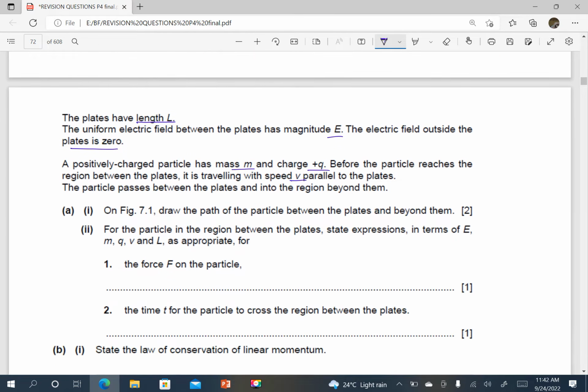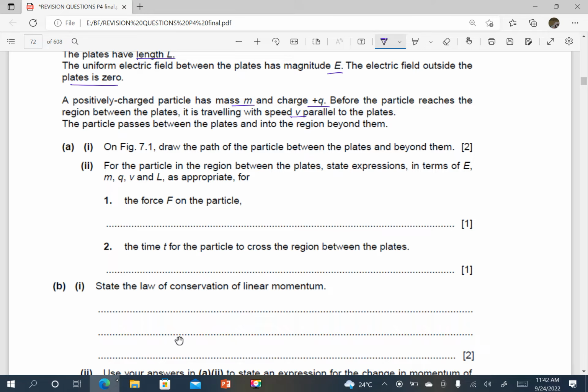Next, for the particle in the region between the plates, state expressions in terms of E, m, q, v, and L as appropriate for the force. Note that E is force per unit charge. Therefore, it means the force is going to be charge q times E, as simple as that.